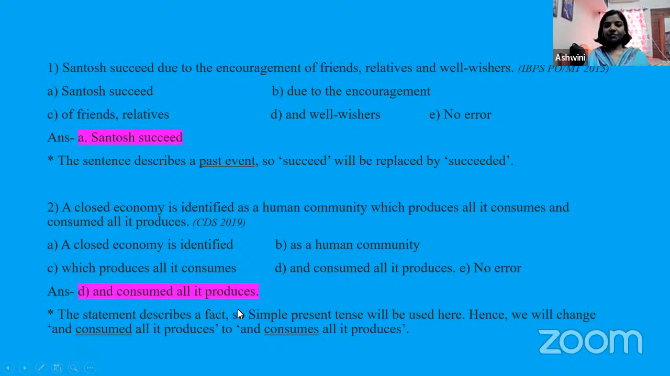The statement describes a fact. Okay, it is said about a fact. So simple present tense will be used here, and hence we will change "and consumed all it produces" to "and consumes all it produces". We had to replace this particular part. Here, instead of "consumed", we have to use "consumes", and only then the whole sentence becomes error-free. So this is our answer, the wrong part is our answer. Okay, now next.